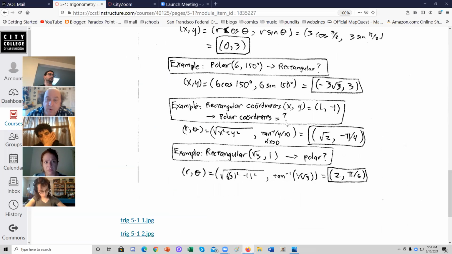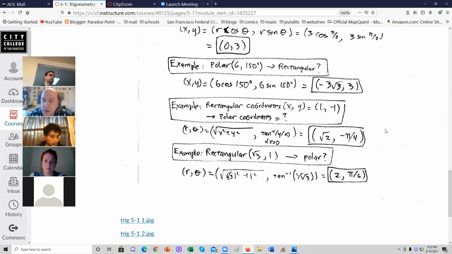Now here we're going the other way around, from rectangular coordinates. If the rectangular coordinates are 1 by negative 1, so it's over 1 and down 1 in the fourth quadrant, what are the polar coordinates? Well, r is root x squared plus y squared. 1 squared plus negative 1 squared makes 2, and its square root is root 2. Arctangent of negative 1 over 1 is arctan negative 1, which is minus pi over 4 radians, negative 45 degrees, 45 degrees in the clockwise direction. So out root 2 at an angle of negative 45 degrees.